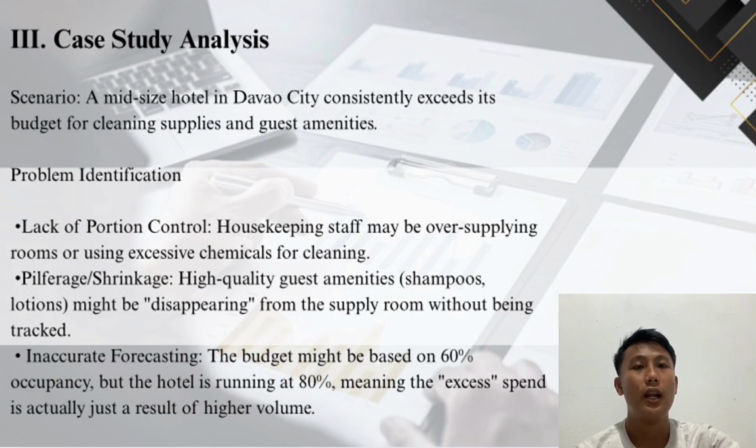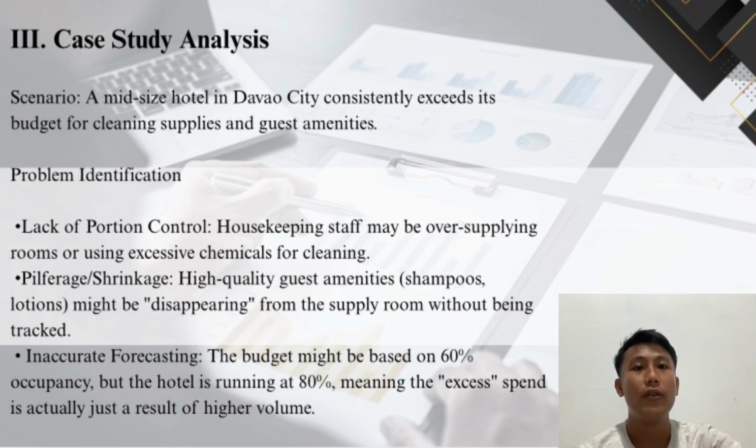First is the lack of portion control. This means that housekeeping staff may be using too many cleaning supplies or giving too many guest amenities in each room. For example, they might use more cleaning chemicals than needed or place extra shampoos, soaps, or lotions in the bathroom even when it's not necessary. Because of this, the hotel uses supplies faster and spends more money than planned.